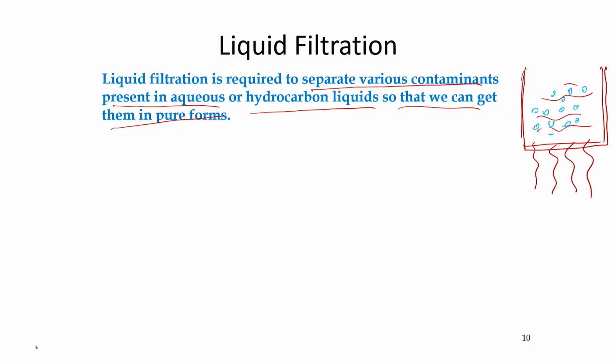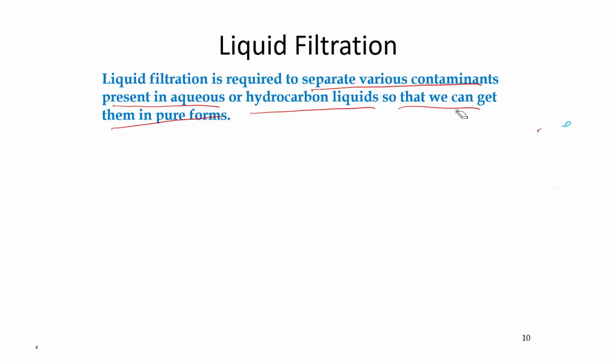So, the hydrocarbon liquid is removed, and what remains is these particles. This is the actual pure particle, which may be a food item, maybe anything. That type of filter is also used in the industry. So, liquid filtration is done in two ways.